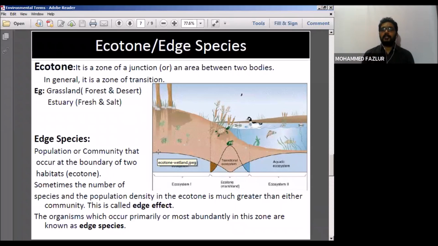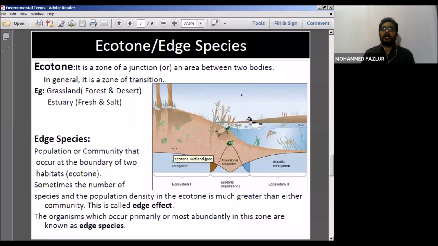Now, if you take a small question, where the population of the species is higher, consider this aspect: the edge area, that is the conjunction area, the number of species is very, very high. That means even the species that live on land can survive here, plus the species that live in water can also survive here. So the number of species in this particular area is higher.